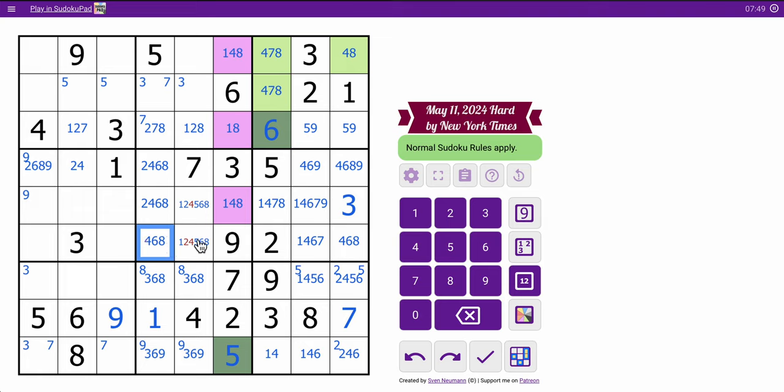That's not 2. That's not 2 or 4. That's not 4. Oh, look, there's a 5. Yeah, 1, unfortunately, could still be there, so I can't make a 1-5 pair here.